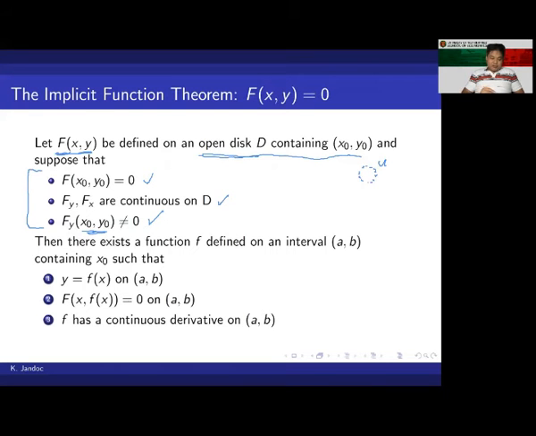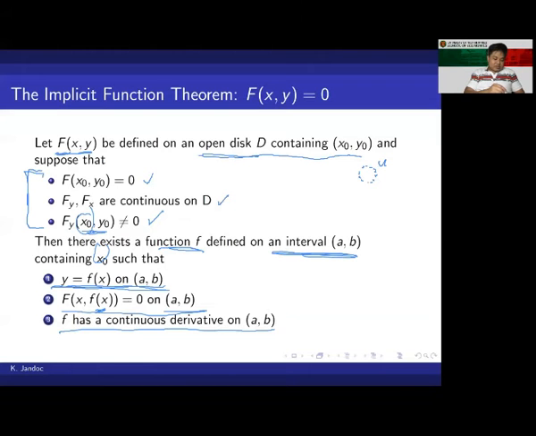Then what happens if these three conditions are satisfied? Then there exists a function f. You can find a function f defined on an open interval (a, b) that contains x0, such that you can explicitly define y as a function of x on that interval (a, b). So if you put in f of x into the implicit function, it will be equal to 0. And moreover, that function f has a continuous derivative on that open interval (a, b).